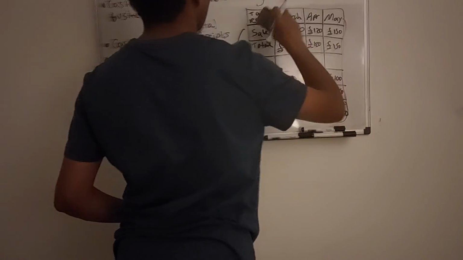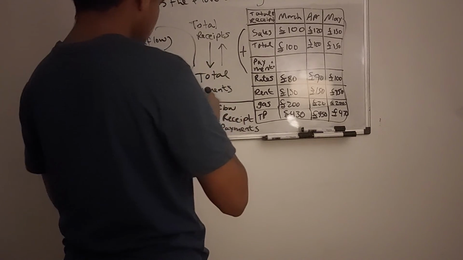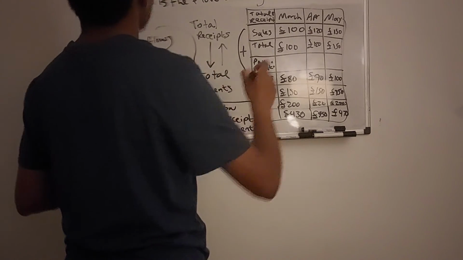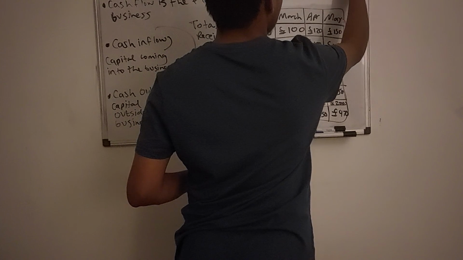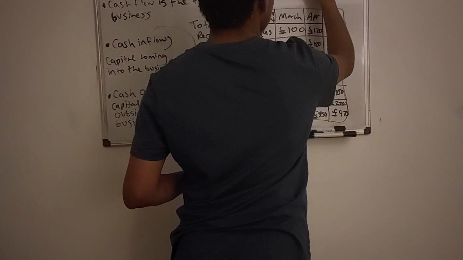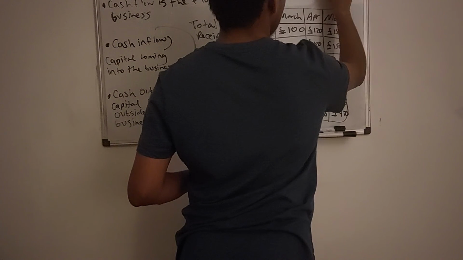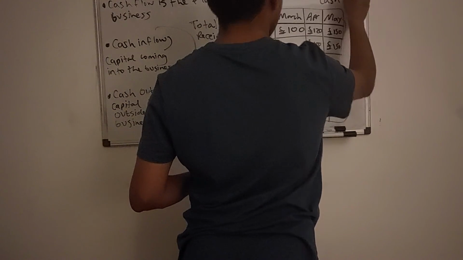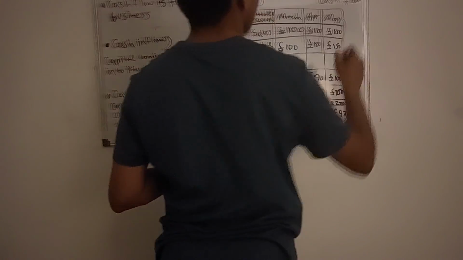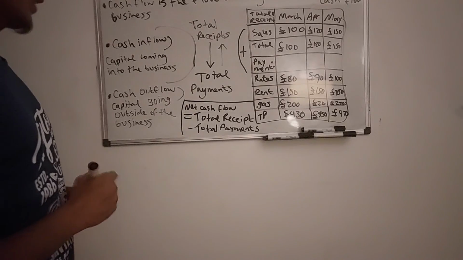Now, I explained this. There's a formula for your closing balance. Closing balance equals opening balance plus net cash flow. So your closing balance is your opening balance plus your net cash flow.